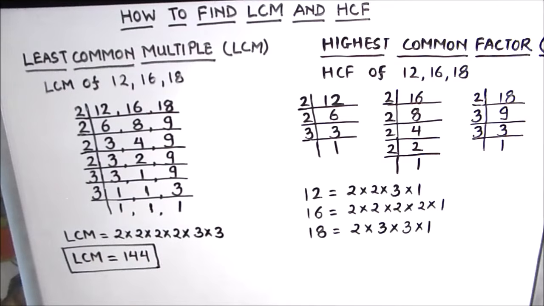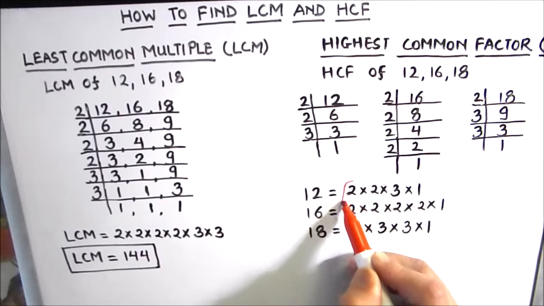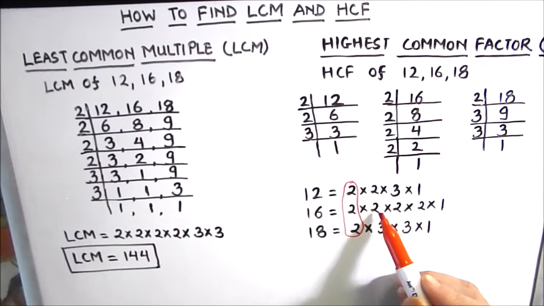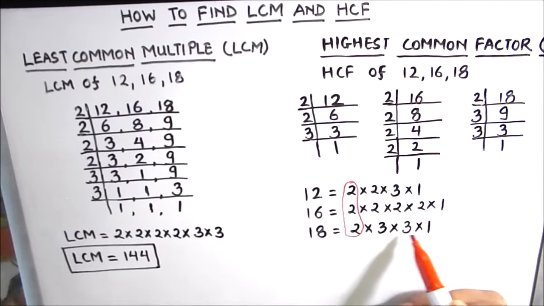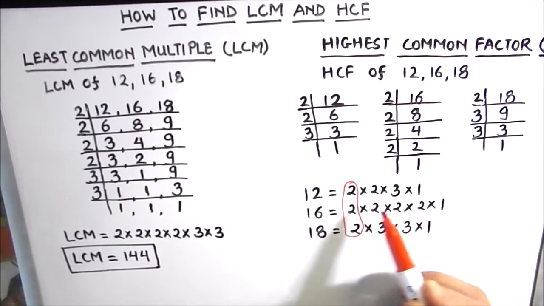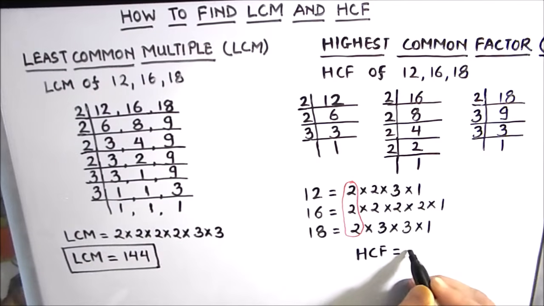For finding the HCF, we need to take the product of all the common factors between the three numbers. So here we see that 2 is common to all the three numbers. Again, there is number 2 here. There is 2 here but no 3 here. 3 is in 12 and 18, but there is no 3 in 16. So we have only one common factor, which is number 2. So the HCF of the three numbers 12, 16 and 18 is number 2.